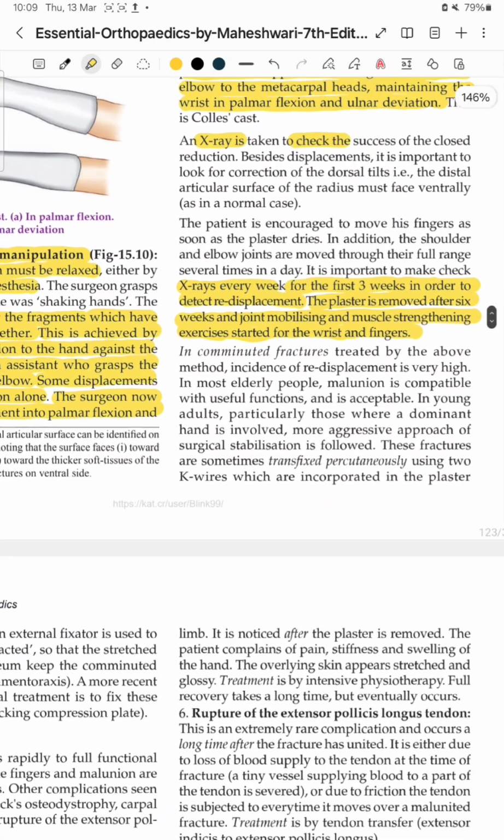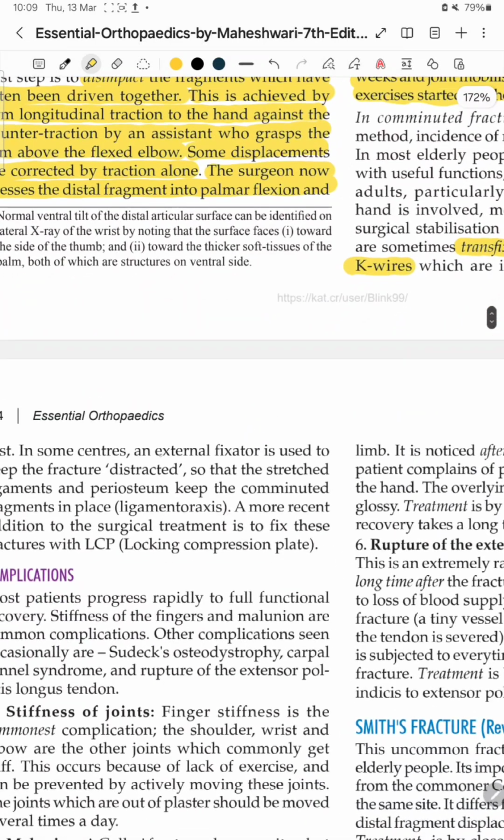Other surgical methods which can be used to treat the Colles fracture are percutaneous transfixation using K-wires, an external fixator which is based on the principle of ligamentotaxis, or a locking compression plate.